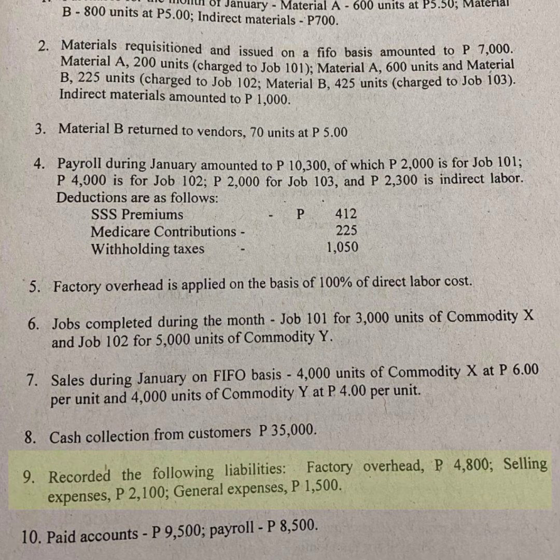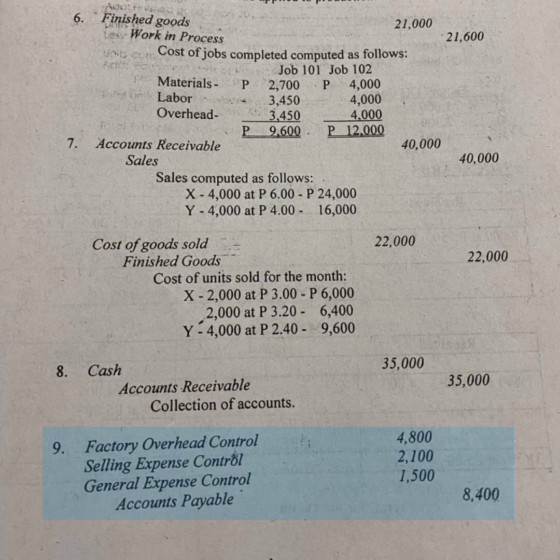Transaction 9. Recorded the following liabilities. Factory overhead, 4,800 pesos. Selling expenses, 2,100 pesos. General expenses, 1,500 pesos. The journal entry of this transaction includes the following. So on the debit side, we have factory overhead control amounted to 4,800 pesos, selling expense control, 2,100 pesos, and general expense control, 1,500 pesos. And on the credit side, we have accounts payable amounted to 8,400 pesos.